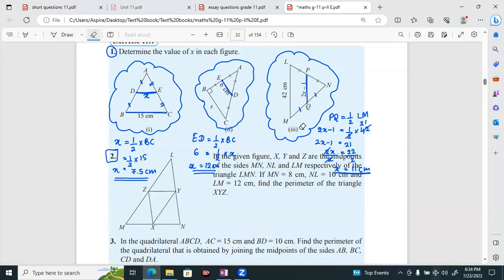Okay, did you draw the diagram? The third one. Here you have to find the perimeter, no?